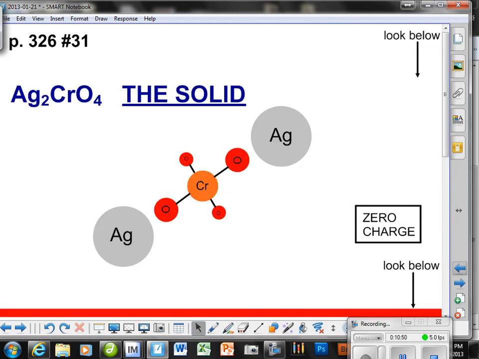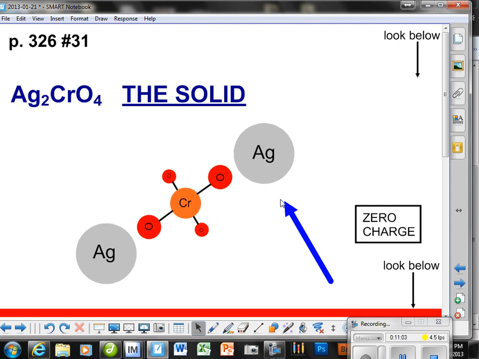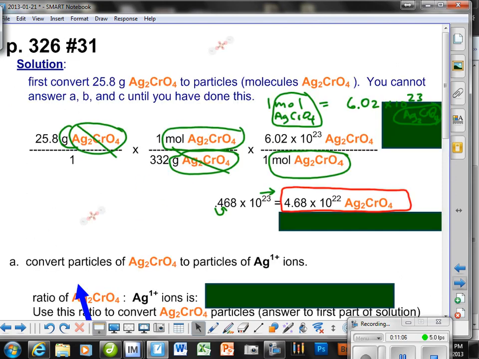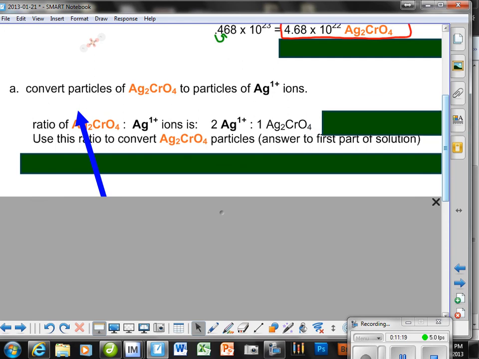Silver chromate, when you look at this, you're going to have 2 silvers for each one of these silver chromates. They move as a piece because they are a piece. And so what that means is we have a ratio. The ratio of the ions of silver to the silver chromate is going to be 1 to 2. You see 2 silvers for each silver chromate.